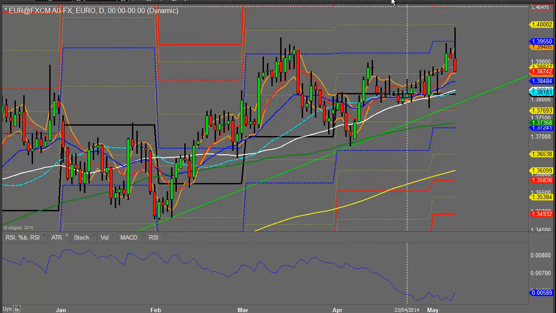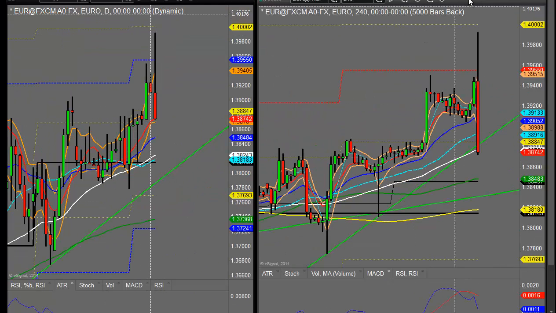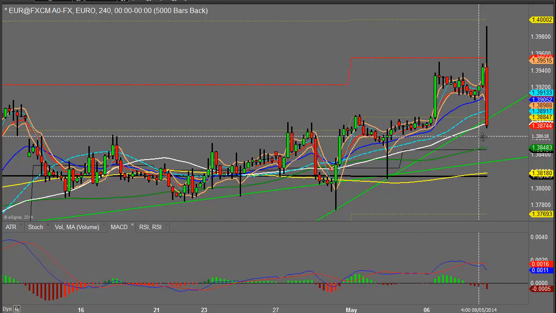Obviously testing certain areas. Now, just zip out to the 4 hours and you can see the beginning of this breakdown.